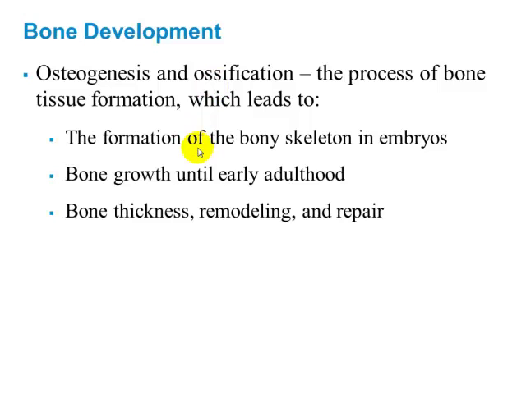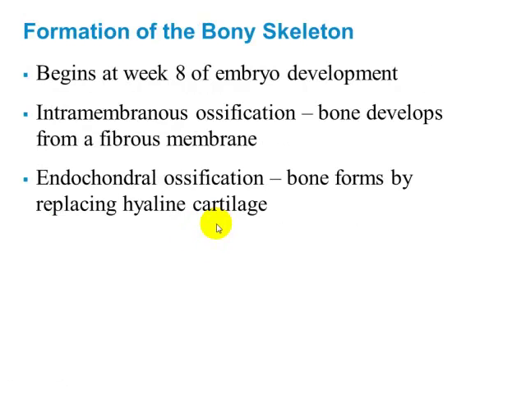Now, this is going to occur, and we'll start off looking at the formation of the bony skeleton in embryos. So this is really where we first see bone developing. It's a really interesting process how it occurs. It will continue as your bones grow into early adulthood. And it will also occur throughout life as bones change thickness or remodel or they repair. And so we're going to look at this in three different ways. So let's start off looking at the formation of the bony skeleton in an embryo.